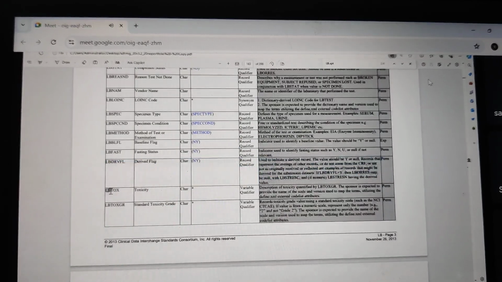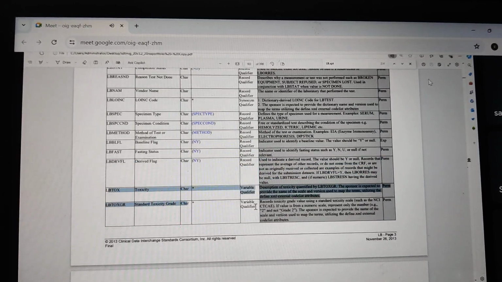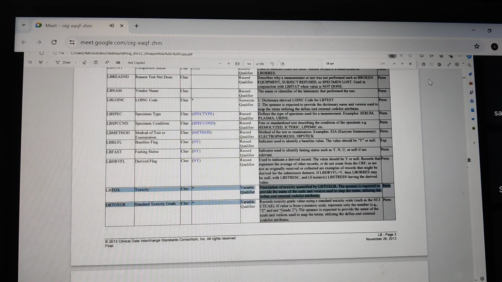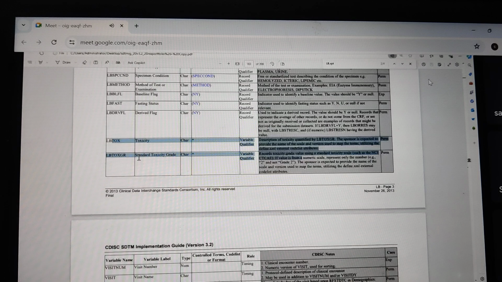And then LBTOX and toxicity grade. There will be a toxicity grade, the CTCAE grades, and we can assign each and every test result based on that. This will not be captured in each and every study, only in some oncology-related studies, where we can consider it. These grades come from the NCI, National Cancer Institute. CTCAE grades are like grade 1, grade 2, grade 3 results, so we can consider them as toxicity grades. LBTOX and toxicity grade.